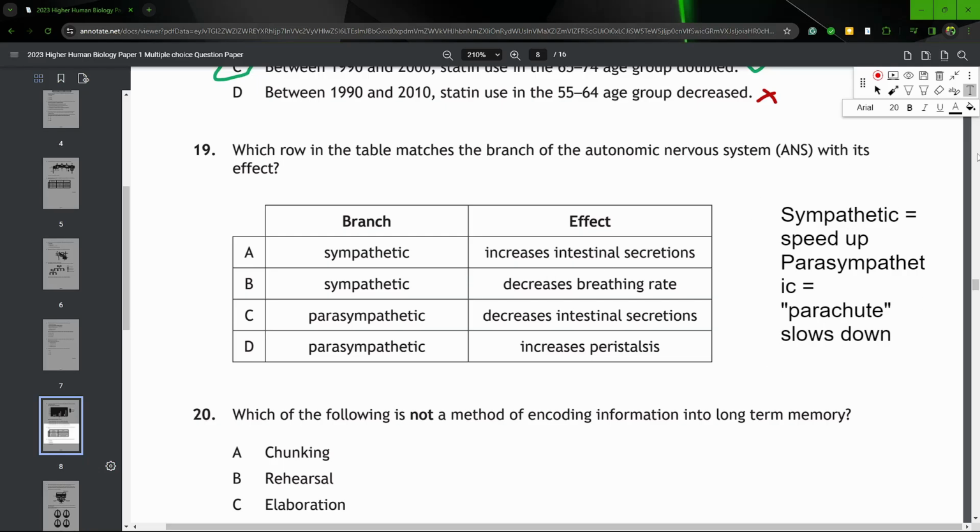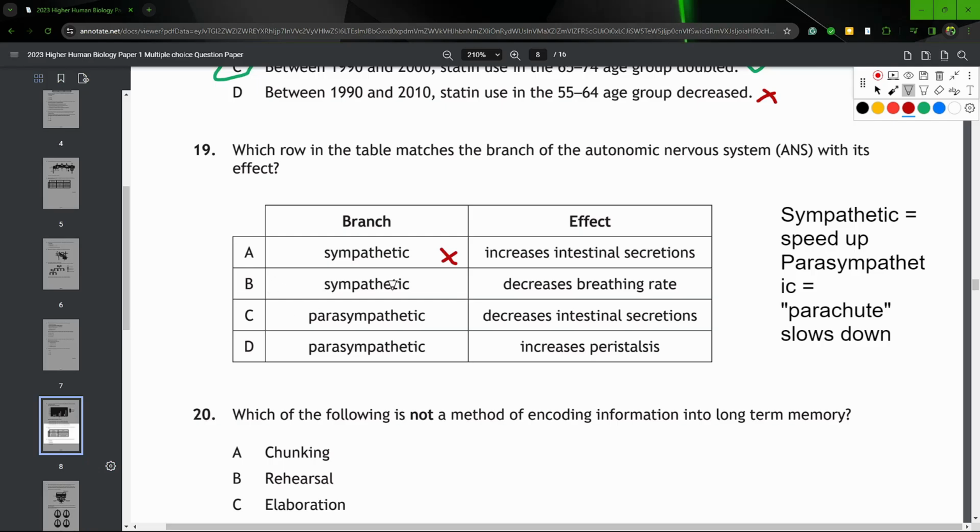Okay, so using that font of knowledge, we can have a look through this. So sympathetic increases digestion. Well, if you're running away from a lion, do you really want to be... Is digesting that hamburger really your top priority? I don't think it's A for that reason.